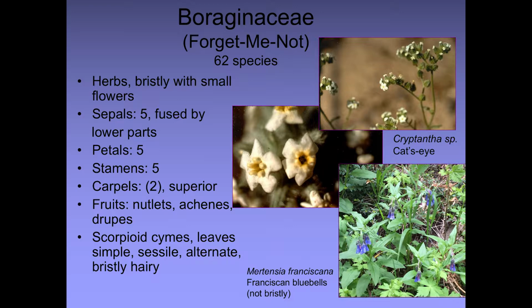Now, scorpioid cymes. A cyme is an arrangement of flowers. There'll be one at the top and other ones coming down a stem that mature at different times. And scorpioid means it's curled like a scorpion tail. You see a little bit of that up in the cryptantha. The leaves are simple, meaning they're not fragmented into compound leaves. Alternate, and they're often bristly and hairy. The one that's not bristly is the bluebells, the Mertensia.